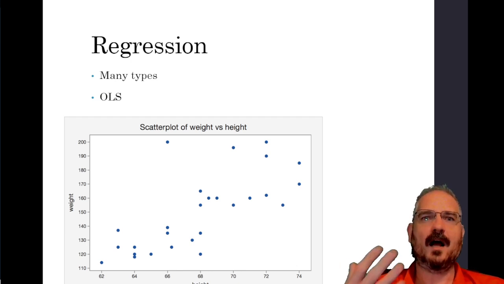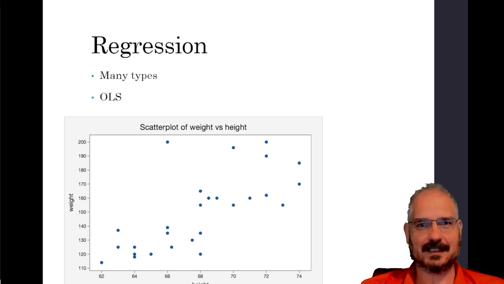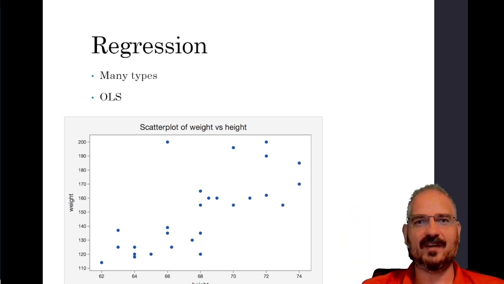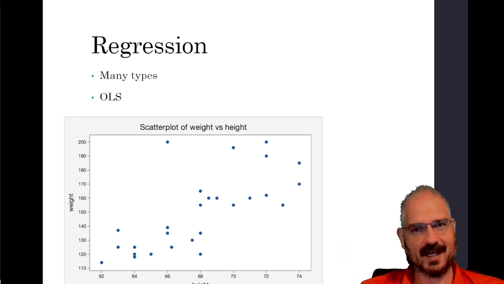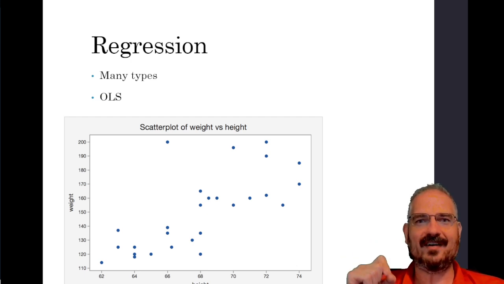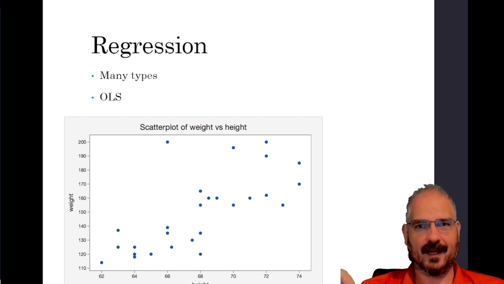So when it comes to regression, there are lots of different kinds. Okay, there's logistic regression and a whole bunch of different ones, and each one is appropriate in a slightly different circumstance. Okay, the one I'm going to be talking about here is called OLS, or ordinary least squares.